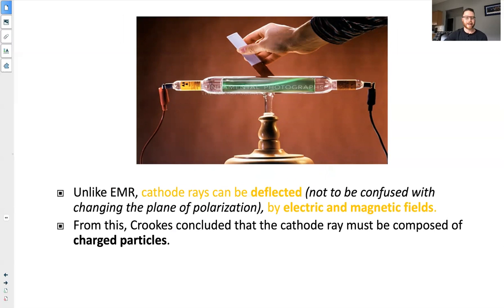However, unlike EMR, we can deflect cathode rays, right? Because we know that cathode rays are negatively charged. So if we bring a magnetic field close to that, the interaction between the electric charge and the magnetic field will cause those cathode rays to be deflected. So from the data produced from these experiments, Crookes concluded that cathode rays must be composed of charged particles.